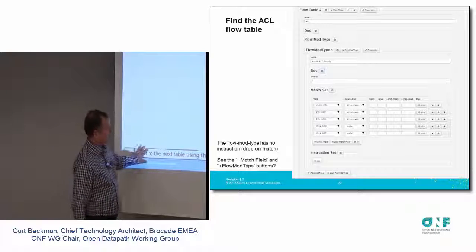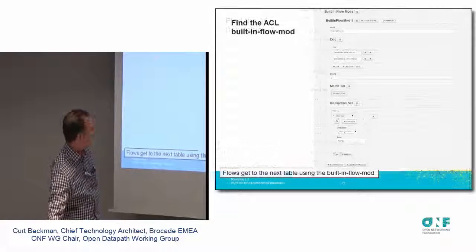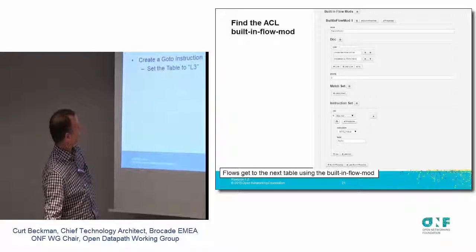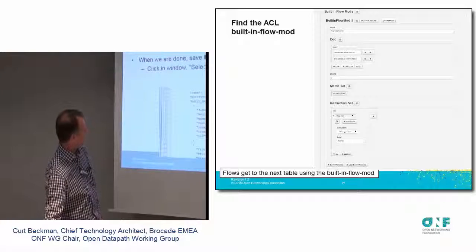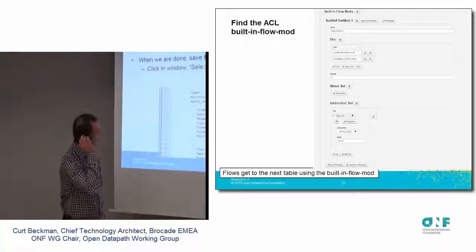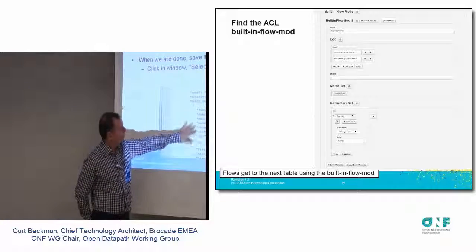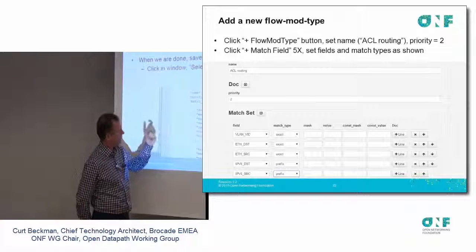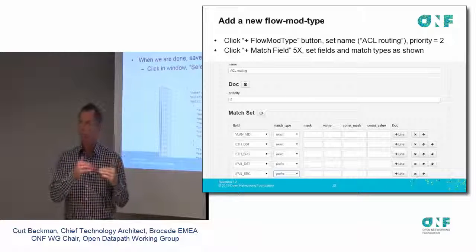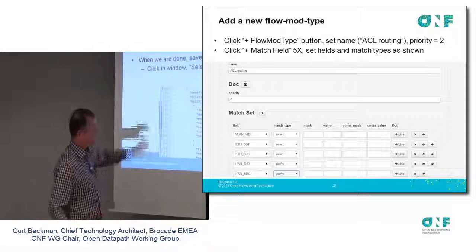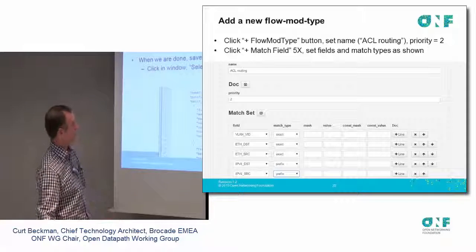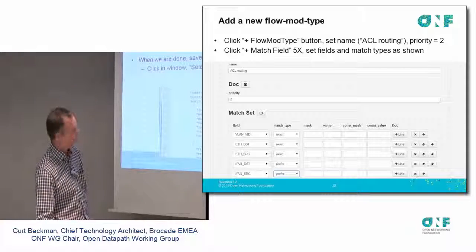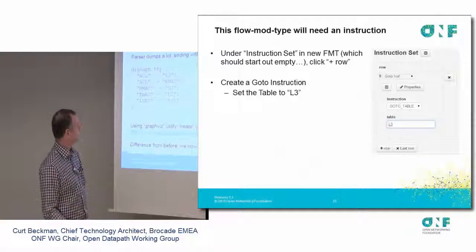I mentioned that we go to the next table using the built-in flow mods. We added a new flow mod type, which is essentially a template for flow mod messages, and we add the instruction to go to table 3. And then, as I said, it's updating in there. You can scroll around and find, or you can use Control F typically, and find the new flow mod type that you entered. It'll be in there. When I've been messing around with it, it's actually not that fragile now, and it seems to work the way it's supposed to.